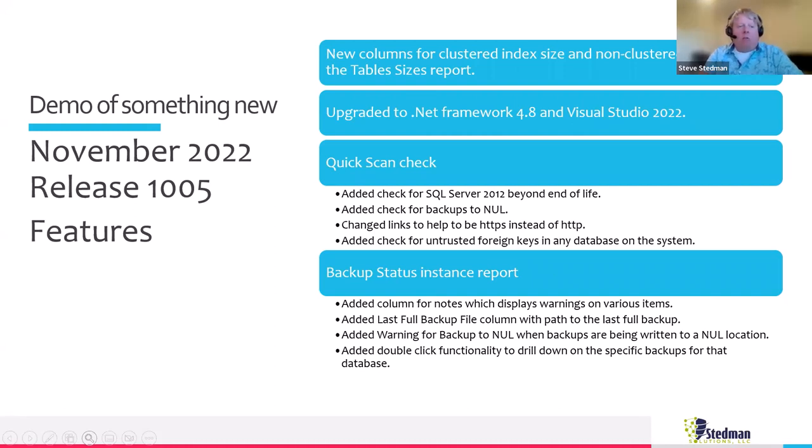Now, earlier this week, we came out with the November 2022 release. That's version 1005 of Database Health Monitor. And there are a number of new features that were added in this release. The first one I want to show is new columns for clustered index size and non-clustered index size on the table sizes report.